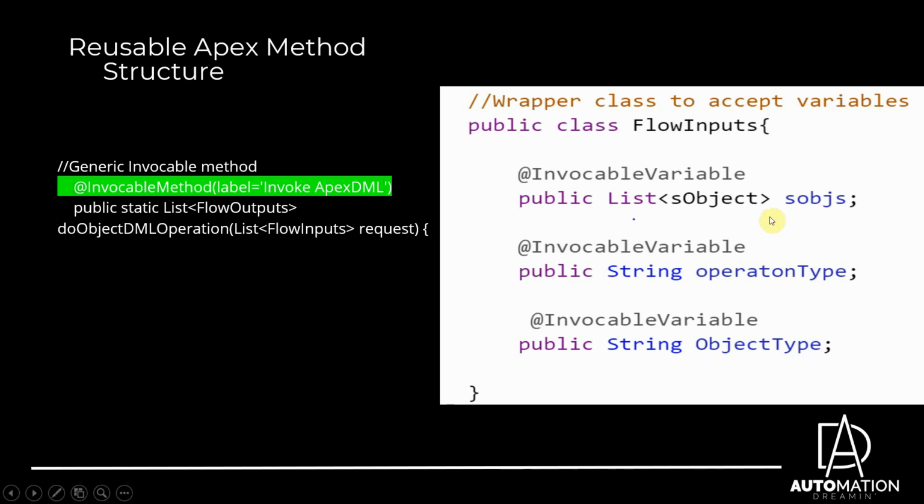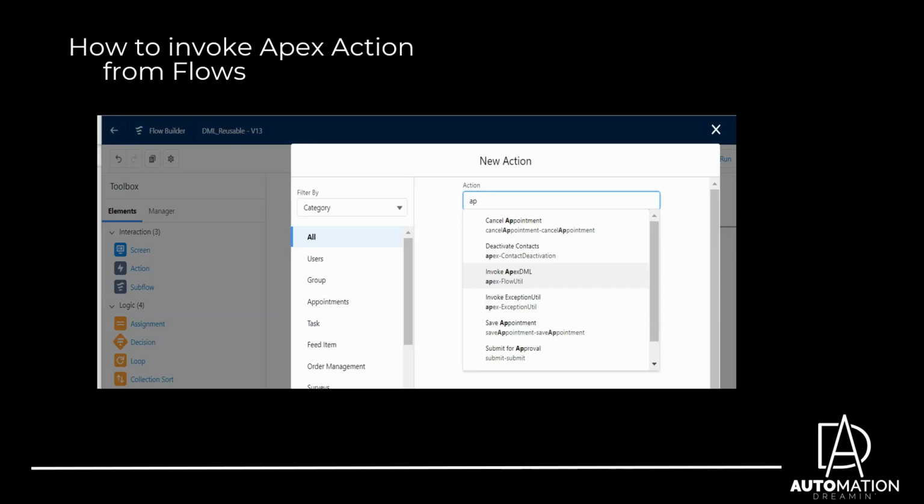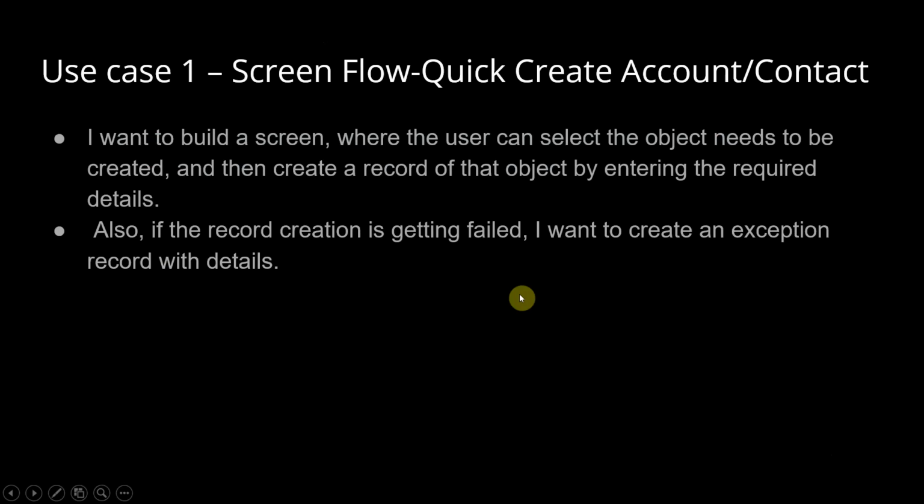And the second parameter is the operation type. So this is going to specify whether the operation is going to be insert, update or delete. And third variable is object type, whether it is account or contact. Now, later we will be seeing how we can invoke Apex action from flows. Normally you will be able to create a new action and you can call the Apex DML method that you have created. Now let us see this in detail using one use case.